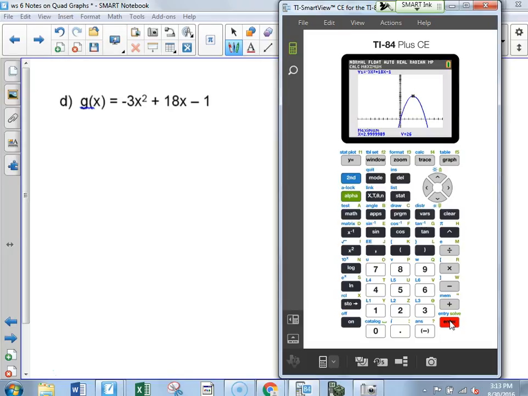Well, I got 2.97. Yeah, I got 3. I got 2.9. That's what I got. 3.0. It depends on where you put your bounds. We probably get a more accurate answer.